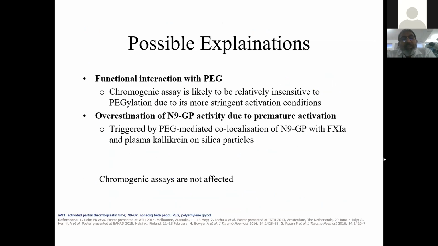So, a possible explanation is that the chromogenic assay is likely to be relatively insensitive to pegylation due to its more stringent activation condition. And the overestimation is due to premature activation triggered by PEG-mediated co-localization of N9GP with factor 9A and plasma kallikrein on silica particles. So now we realize that complex formations are possible on particulate activators.